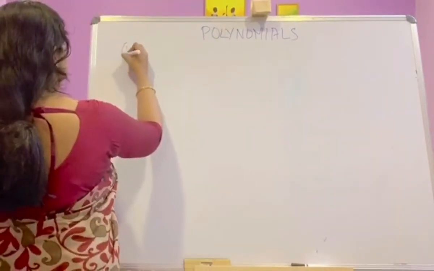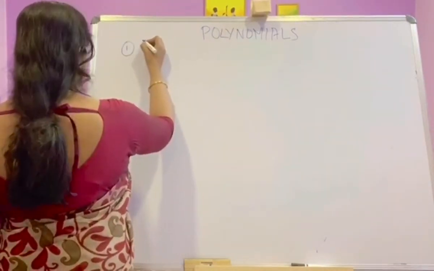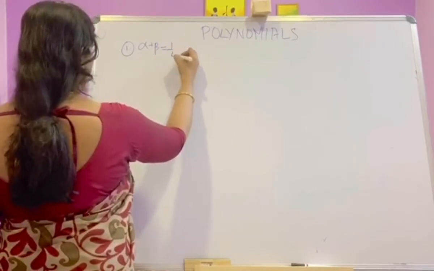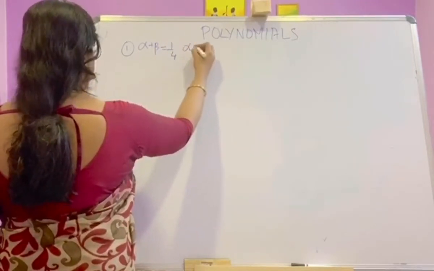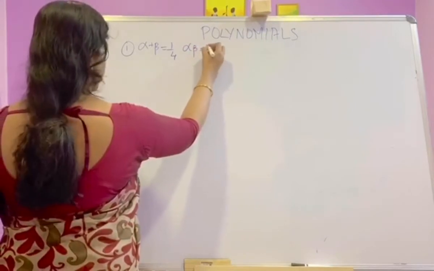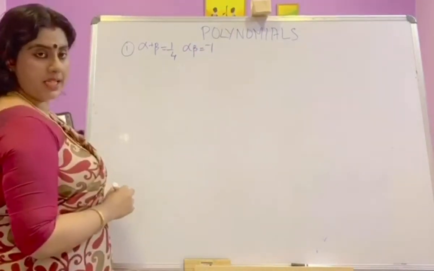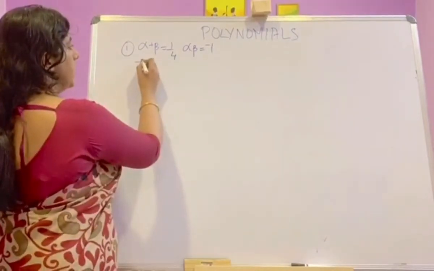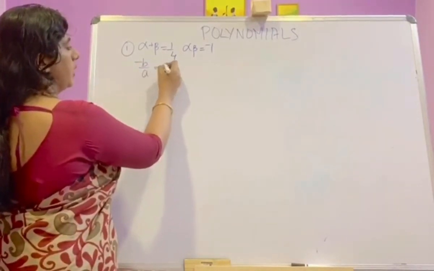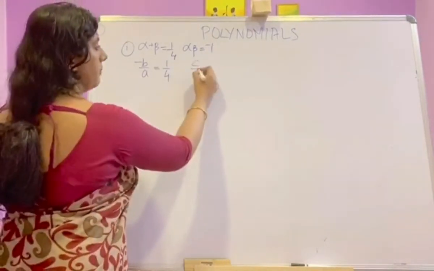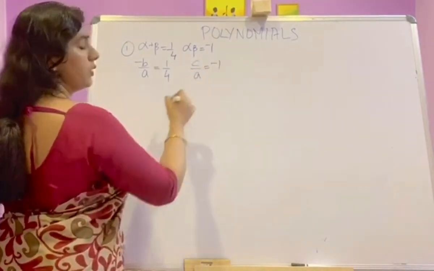First question. Sum, that is alpha plus beta, is 1 by 4 and product of zeros, alpha into beta, is negative 1. Now alpha plus beta we know is negative b by a, equal to 1 by 4. Alpha into beta is c by a, equal to negative 1.